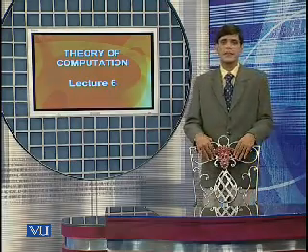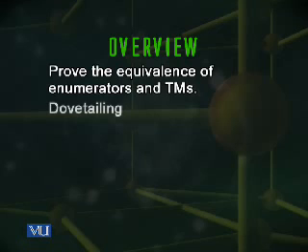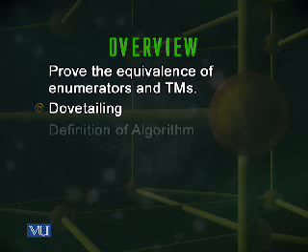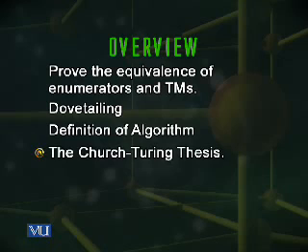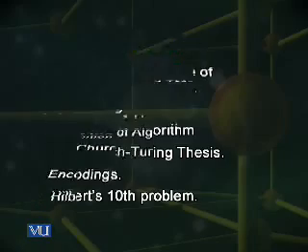The outline of today's lecture is as follows. Today we will prove the equivalence of enumerators and Turing machines more formally. Once again, we'll explore this technique called dovetailing, which is very important, and we will be using it throughout the course. After that, we will formally define what an algorithm is. We will discuss the Church-Turing thesis, and then we'll talk about encodings. And in the last part of the lecture, we will talk about Hilbert's 10th problem and Matiyasevich's Theorem.